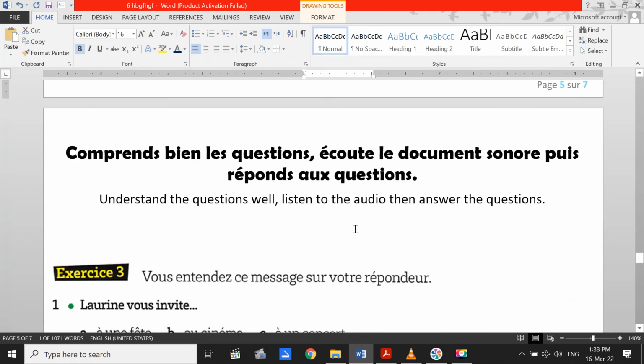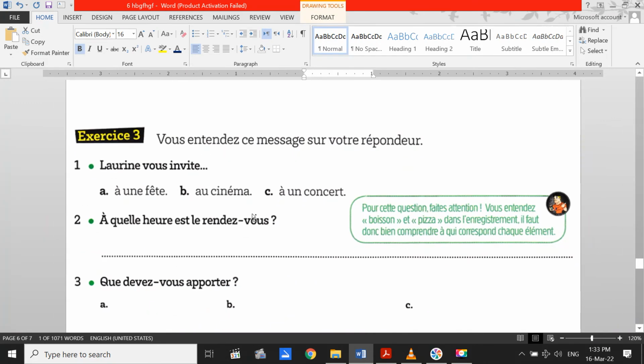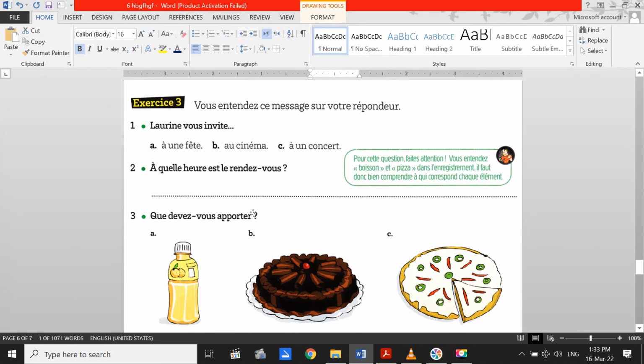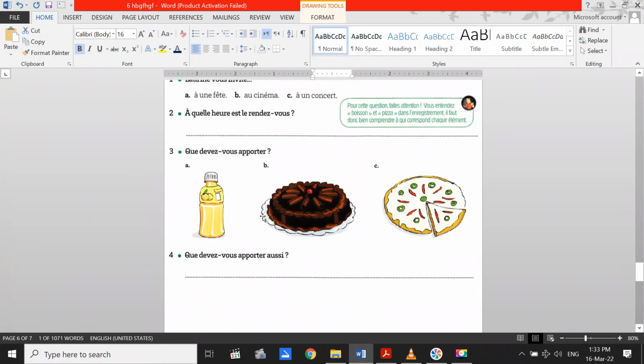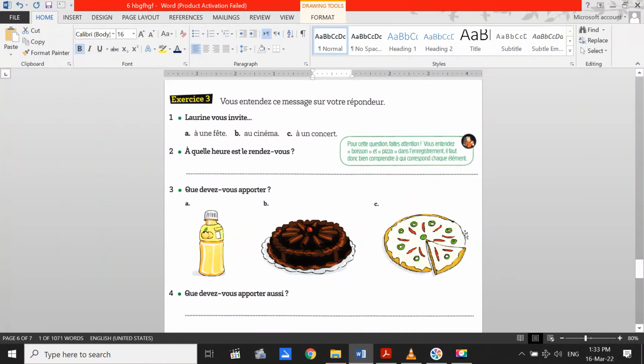Ok, comprends bien les questions, écoute le document sonore pour répondre aux questions. Here we have listening comprehension. We started together with reading comprehension, but this is listening comprehension. Here we have 4 questions. The steps are: we start to read and understand the questions first. After that, we will listen 2 or 3 times maximum. And when we listen, we answer these questions.